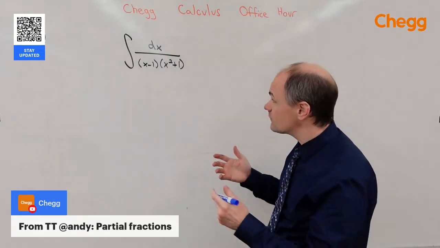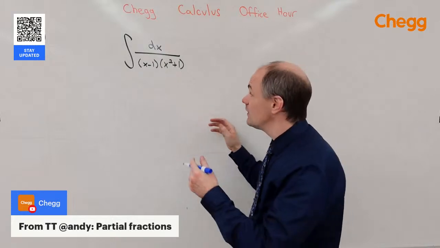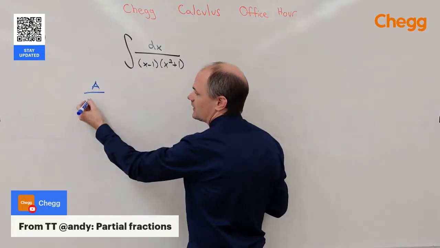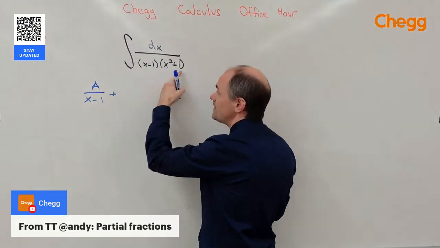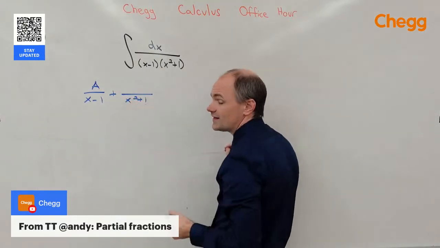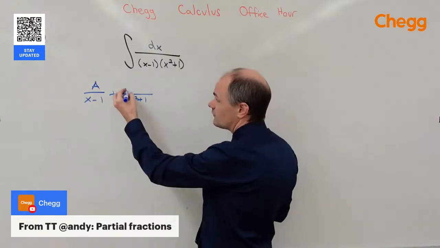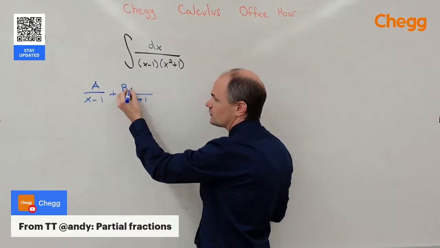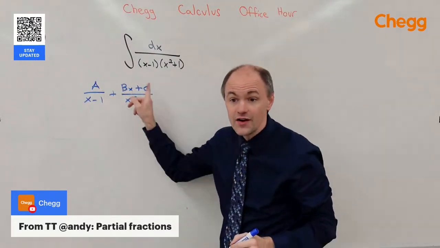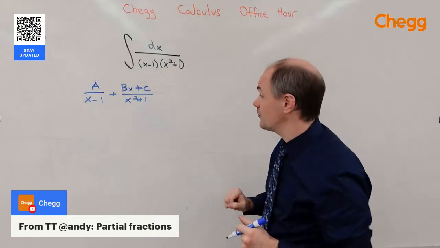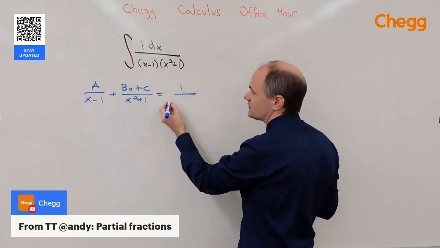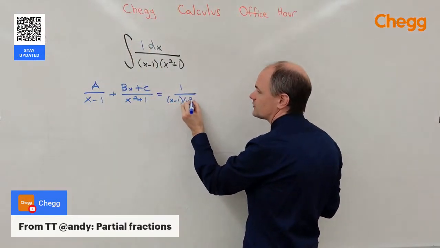So we need to be careful when we set up our A, B, and C, our separate fractions that we're going to split this up into. Yes, we can put A over the x minus 1. That's normal. But because this is an irreducible quadratic, we're going to leave it as x squared plus 1. And in the numerator, we have to account for every exponent below x squared. So we have to have a Bx to the first plus C. So there's 3 variables we need to solve for on this problem. That's equal to the original fraction, which is 1 dx over x minus 1 times x squared plus 1.